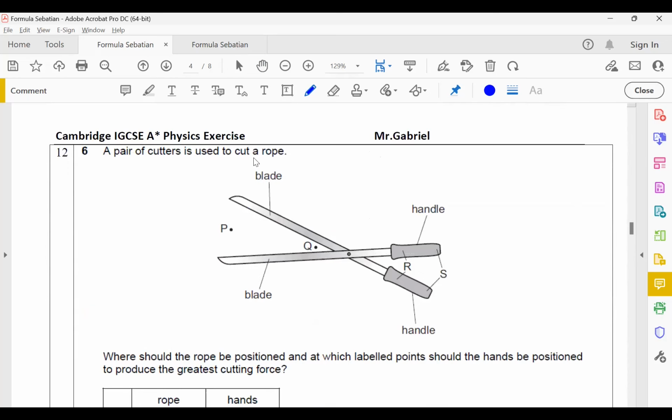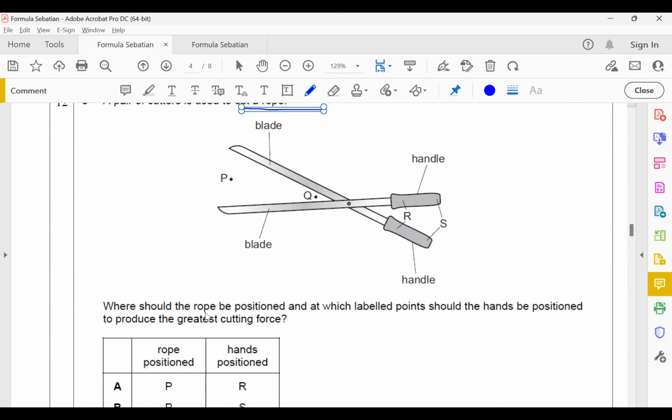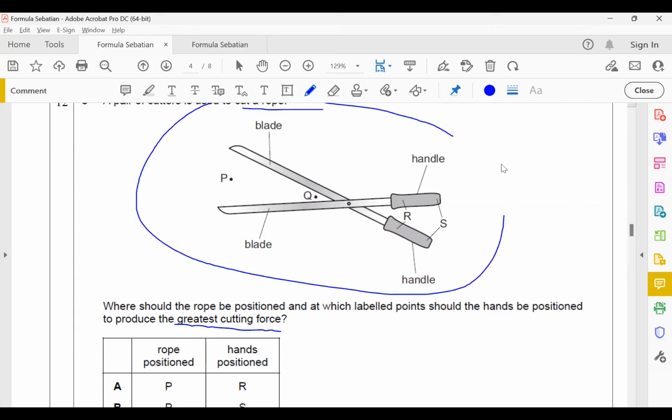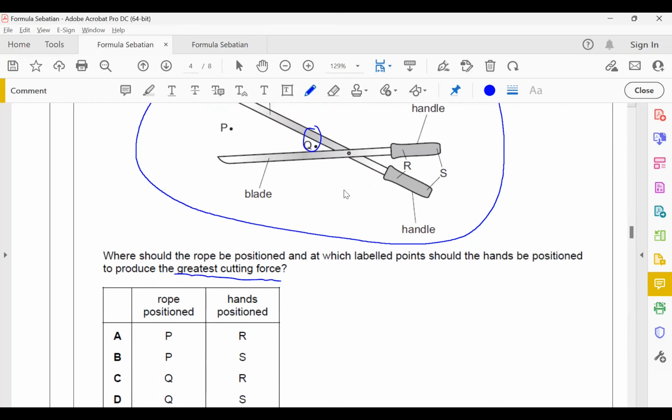A pair of cutters is used to cut a rope. Where should the rope be positioned and which labelled point should the hand be positioned to produce the greatest cutting force? If you ever struggled with scissors before, where will you put the object? Will you put it closer or further away to cut it? You put it closer, right? Why will you go closer? Why does closer cut it better? Common sense.